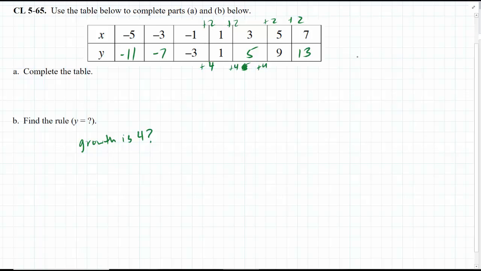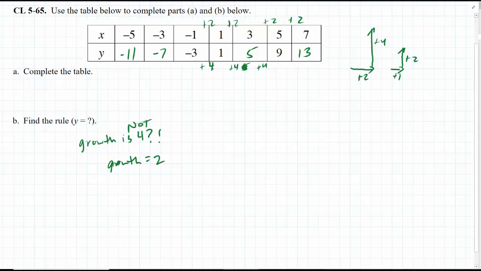So let's actually kind of imagine that. So it looks like if we go over 2, okay, it's going to increase by 4. Okay, so that means if we go over by 1, the y, or the output, should only increase by half the amount, or 2. Okay, so the growth is not 4. The growth is actually 2.